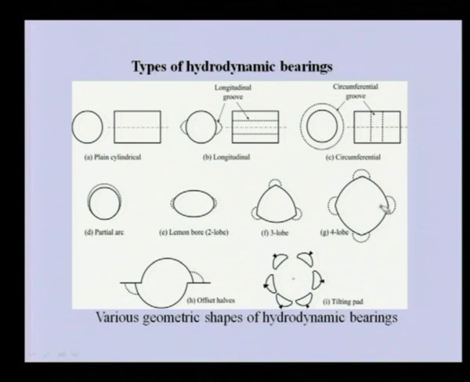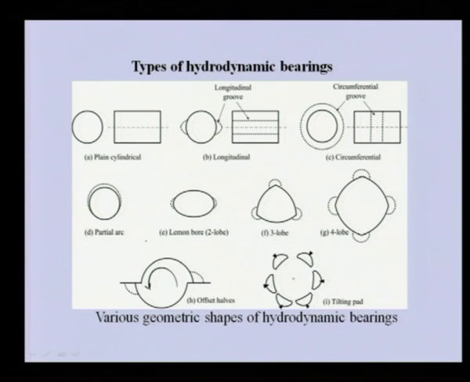So 4 arcs are there, and at each corner there is a provision for providing lubrication to the bearing. Then there is the offset halves. You can see these 2 arcs, but they have been offset by some amount, and there is a groove here so that the lubrication can go in. In this particular case, the journal can rotate in one direction, but the opposite is not feasible, otherwise this will obstruct the motion.